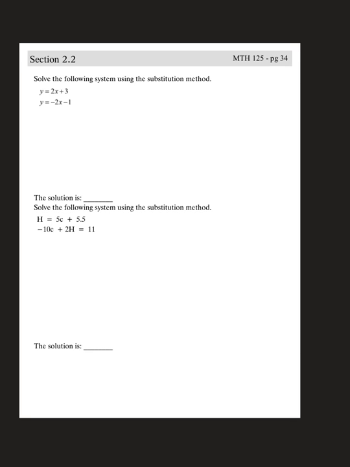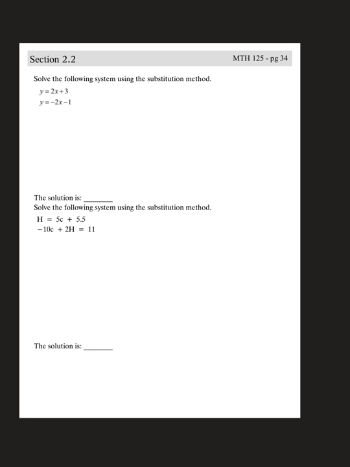Once we get into section 2.2, we're going to look at the next method for solving a system. We call this the substitution method. I'm sure it has some other names, but that's what we're going to call it. Basically, the substitution method is used when you have two things that are equal to the same thing, which means that they must be equal to each other.